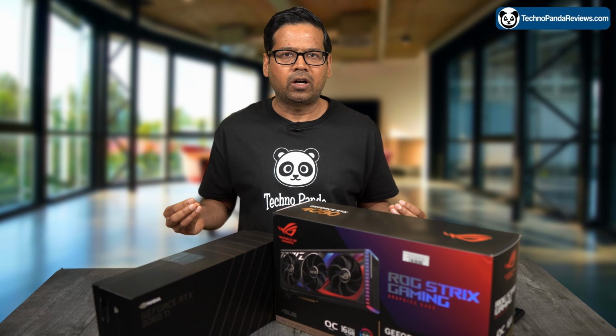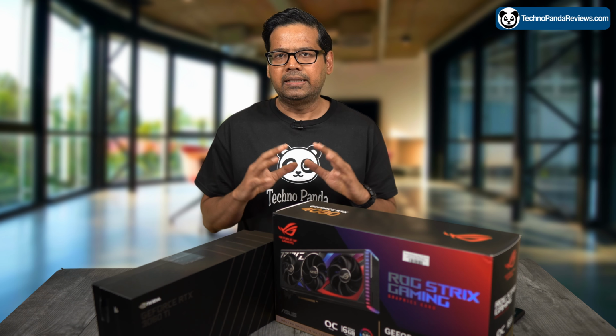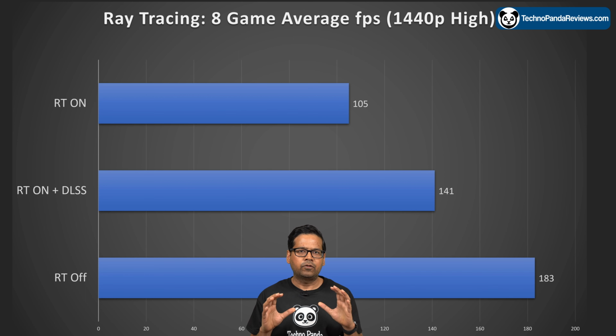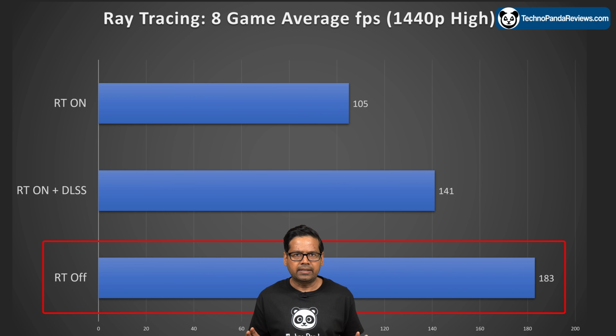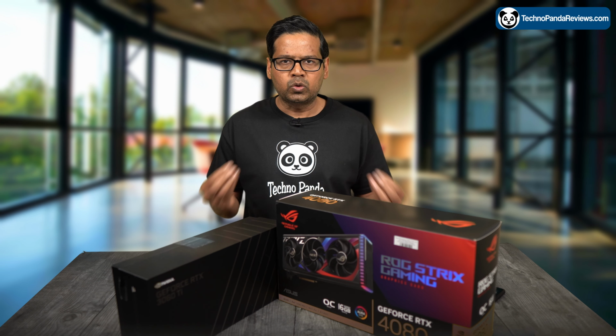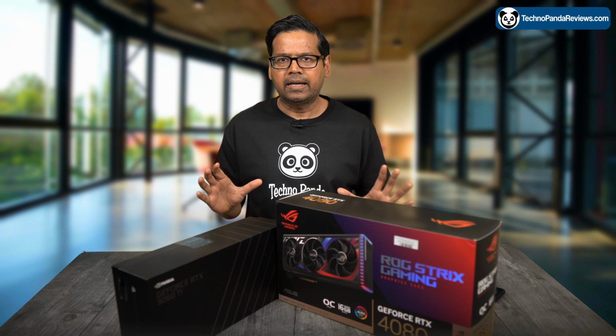Moving on, let's talk about ray tracing and the DLSS 3 AI upscaling. Specifically, I would like to share the 8-game average performance in 1440p resolution at the high setting. When I disabled ray tracing, I was able to achieve an impressive average of 183 FPS. However, when I turned on ray tracing, the frame rates took a hit, dropping down to an average of 105 FPS.